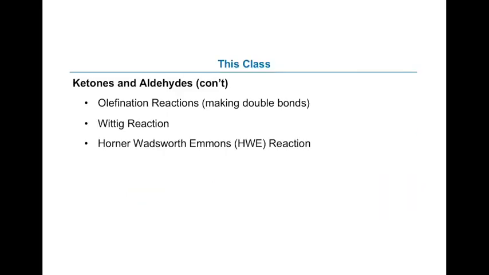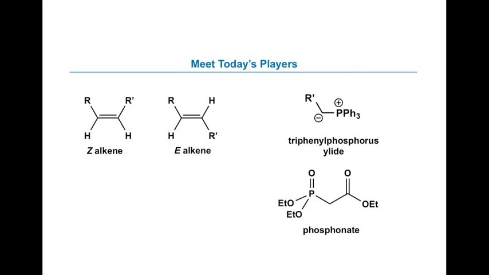So today we're going to talk about olefination reactions. So we've gone from carbon double oxygen, carbon double nitrogen, now to carbon double carbon, right? So we're making carbon-carbon double bonds using what's called the Wittig reaction and the Horner-Wadsworth-Emmons reactions, or HWE. These are two different chemistries we can use. We are going to be making E or Z alkenes.